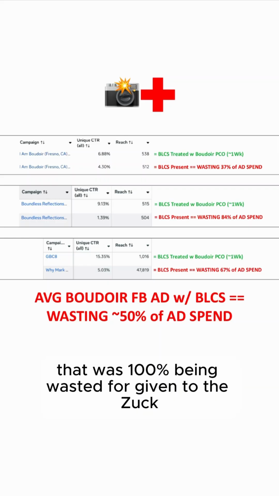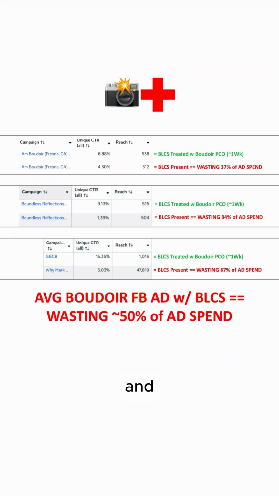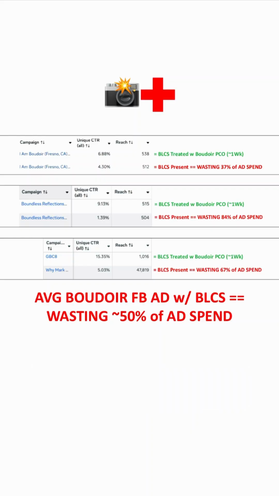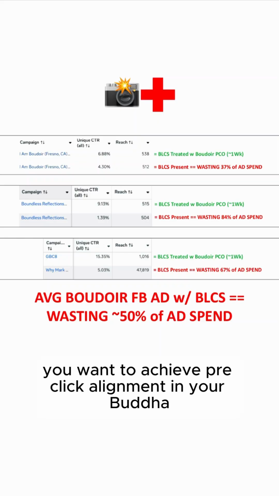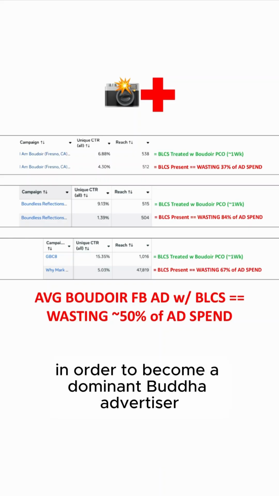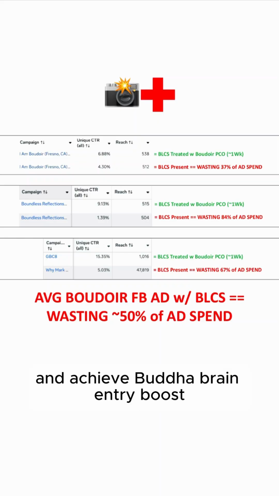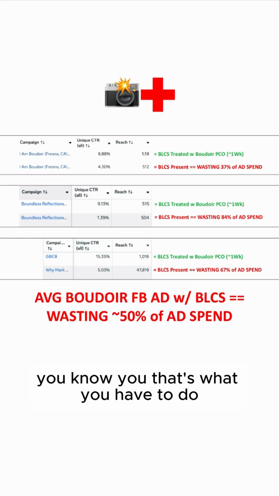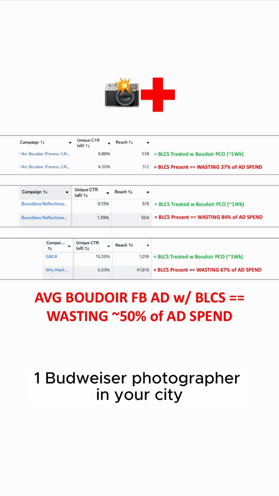That was 100% being wasted, given to the Zuck. And so you're liking that because that put approximately 60K back in your pocket at the end of the year. And you want to achieve pre-click alignment in your Boudoir Facebook ads in order to become a dominant boudoir advertiser and achieve boudoir brain entry boost, because that's what you have to do on your path to become the #1 boudoir photographer in your city.